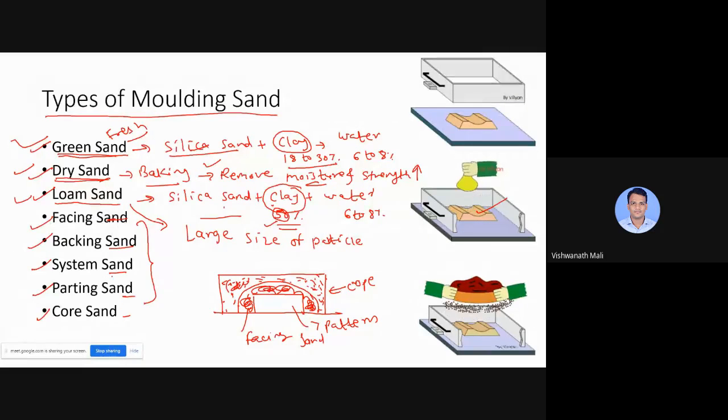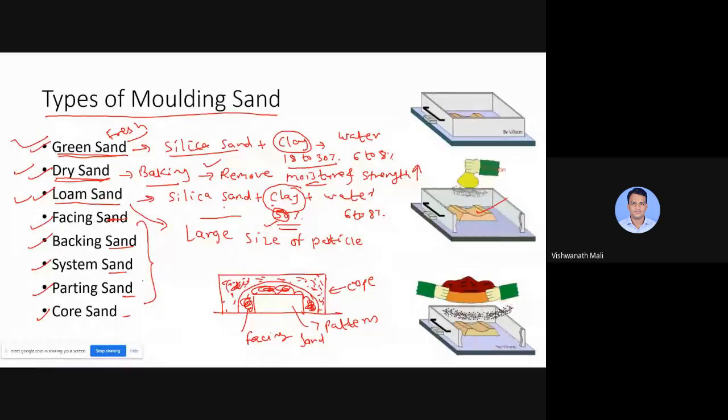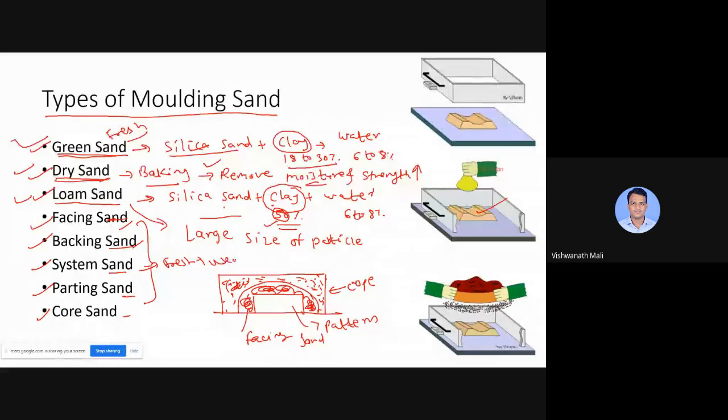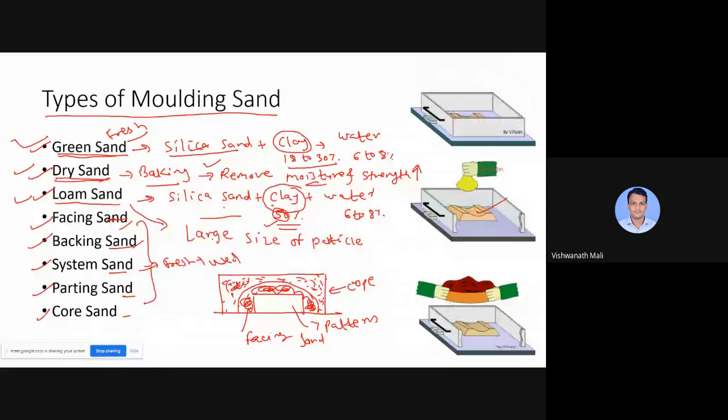Then the system sand, as I told, in the automatic process we use the system sand. In this there is no facing or backing sand. What is system sand? It is the combination of fresh plus used sand. Some amount of the fresh sand and some amount of the used sand are combined and they prepare the mold. That is called system sand. It is used in the automatic process.